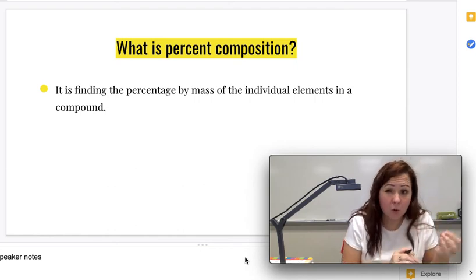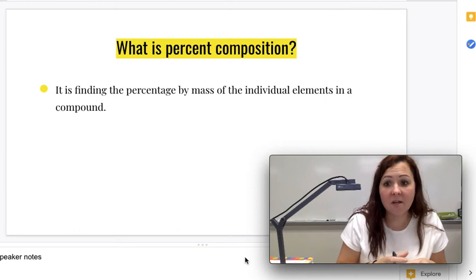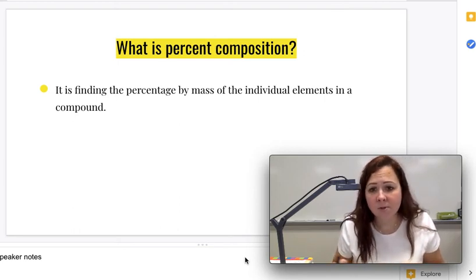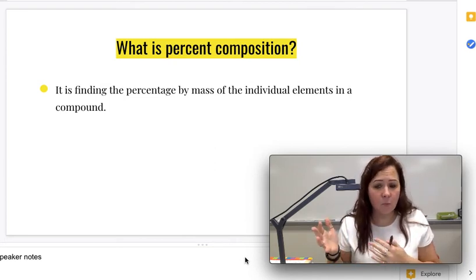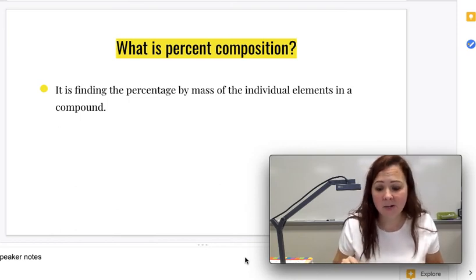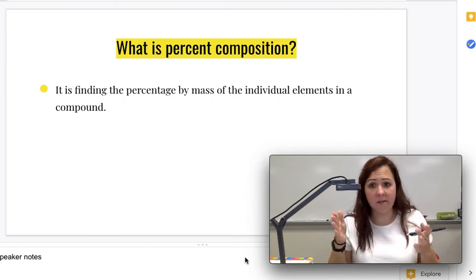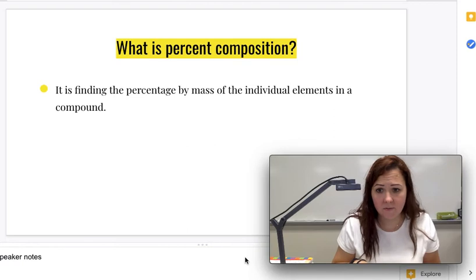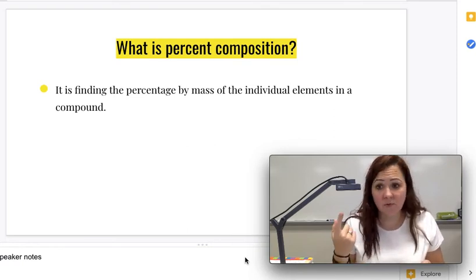So even though there's more hydrogen there, we want to know what percentage of the molecule itself is made up of hydrogen versus oxygen. Your percent composition is finding the percent by mass of each of whatever elements it's asking for in your compound. Sometimes it might say just one of the elements. It might say all of the elements. The example that I'm going to give you uses all of the different elements in the particular compound that we're dealing with, but it might just ask for one.